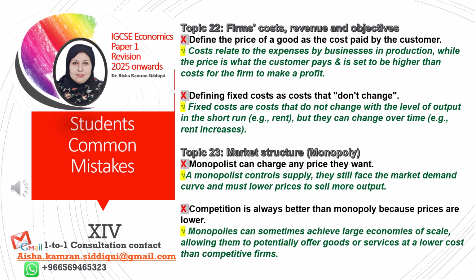In topic number 23, market structure, students tend to believe that monopolists can charge any price they want. Whereas a monopolist controls supply, they still face the market demand curve and must lower prices to sell more output. Secondly, competition is always better than monopoly because prices are lower. Here, the students must note that monopolies can sometimes achieve large economies of scale, allowing them to potentially offer goods or services at a lower cost than competitive firms.